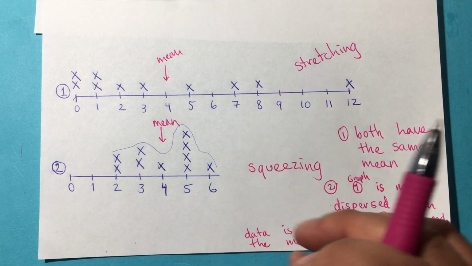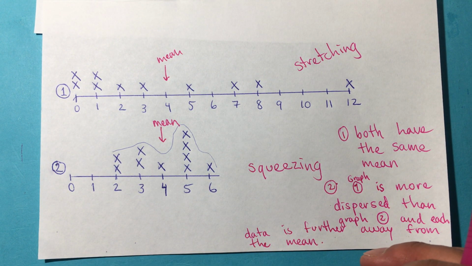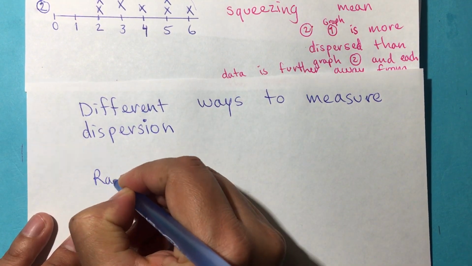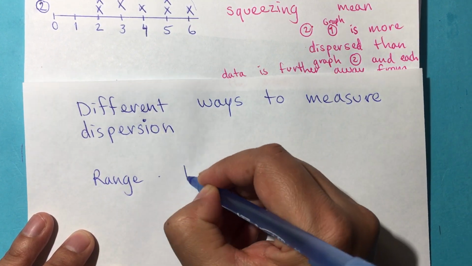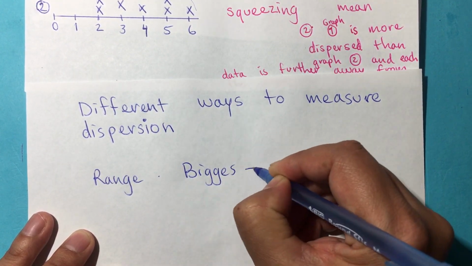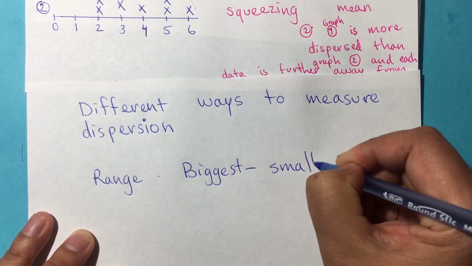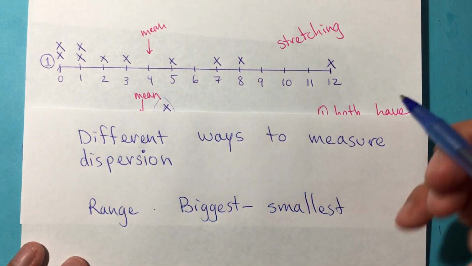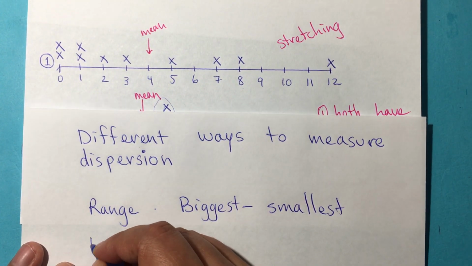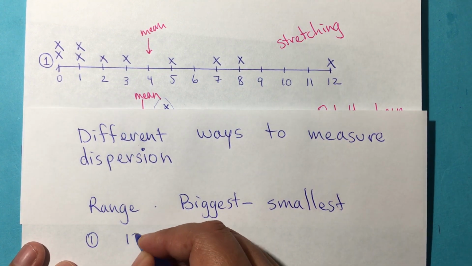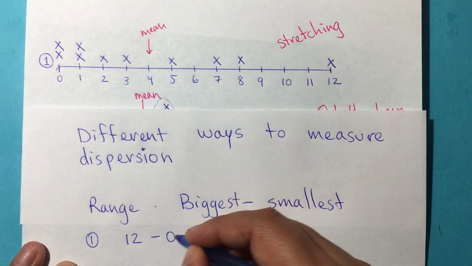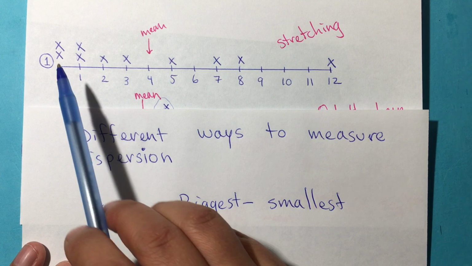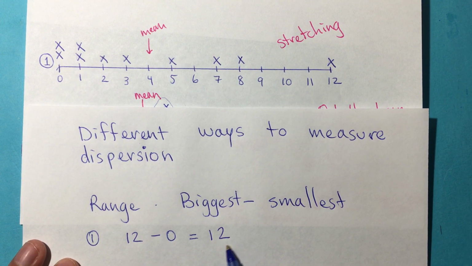Okay, and now that we observe this, there are different ways to measure that dispersion. One of them is to find the range, which means biggest minus smallest. And if we look at that for the first graph, the biggest number is 12. So for number 1, the biggest is 12 minus the smallest one is 0. So that's going to be equal to 12 spaces. That means that my data is taking up 12 spaces.